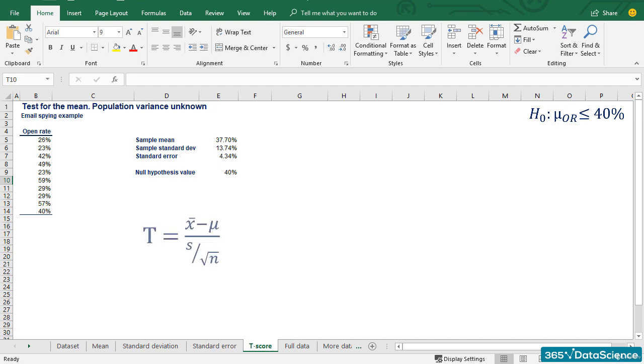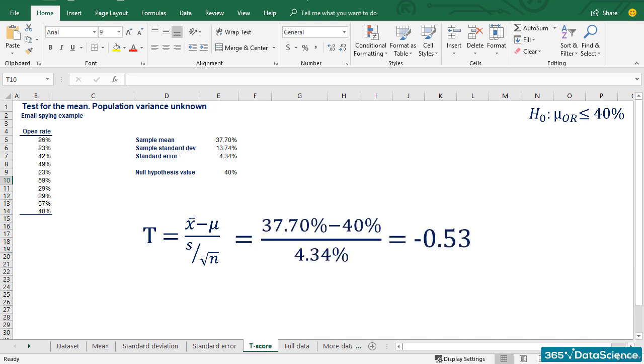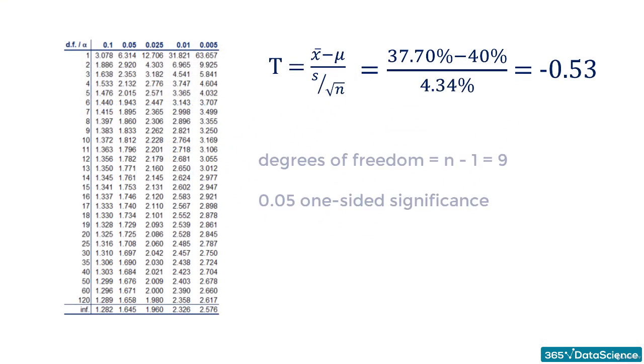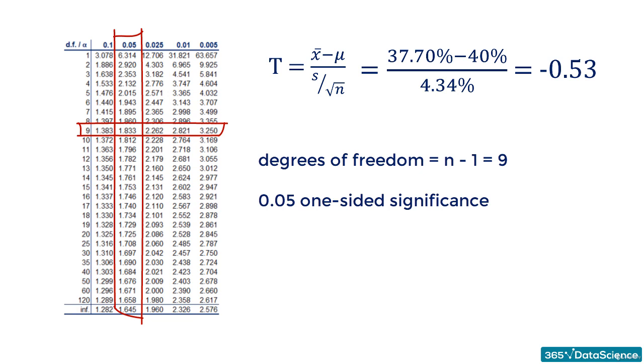Let's calculate it then. We calculate the t-score the same way as the z-score. The t-score is equal to the sample mean minus the hypothesized mean value divided by the standard error. The result that we get is minus 0.53. As we said earlier, it is easier to work with positive numbers, so we should compare the absolute value of minus 0.53 with the appropriate t with n minus 1 degrees of freedom at 0.05 one-sided significance. We quickly navigate through the table and get 1.83 at the 5% significance critical value.